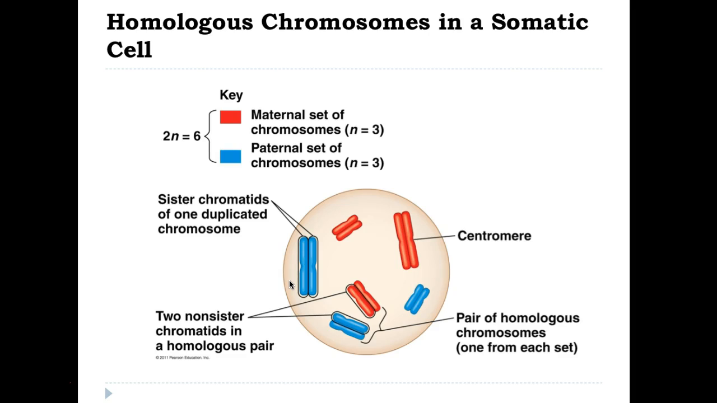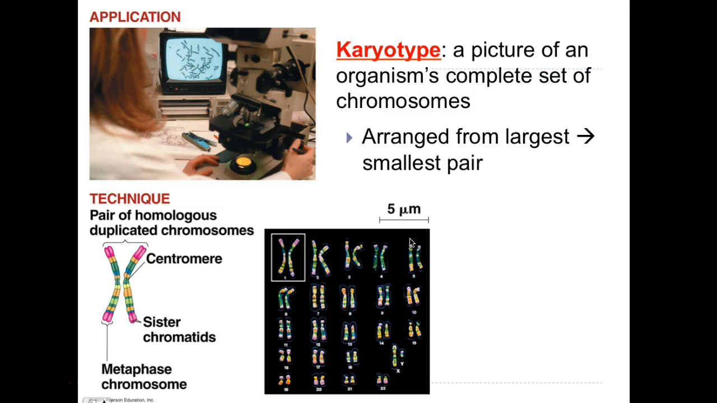Homologous chromosomes in a somatic cell. If we look at the homologous chromosomes, with 2n equals 6, in red we have the maternal set of chromosomes, n equals 3, and we have the paternal set of chromosomes, n equals 3, in blue for the father. So we have sister chromatids, which is one duplicated chromosome, and then together we have two non-sister chromatids in a homologous pair. A pair of homologous chromosomes, one from each set. Remember that those sister chromatids are attached to each other at their centromere.